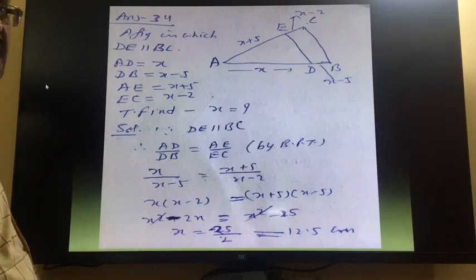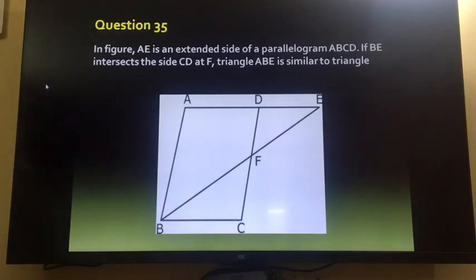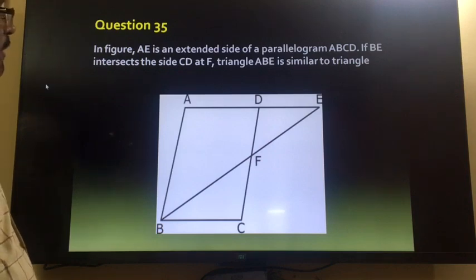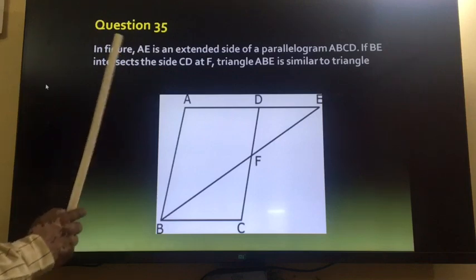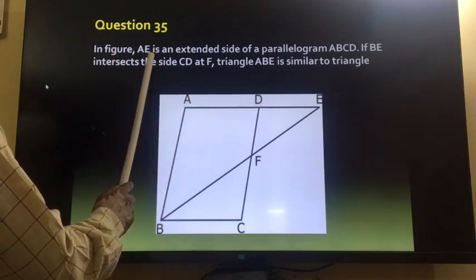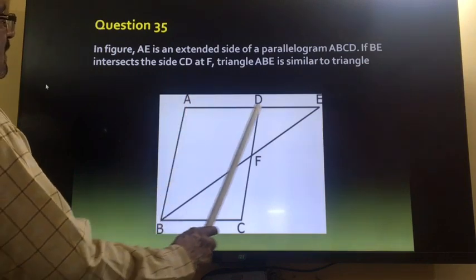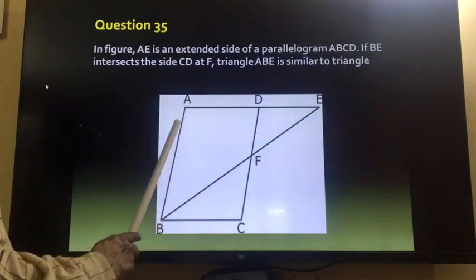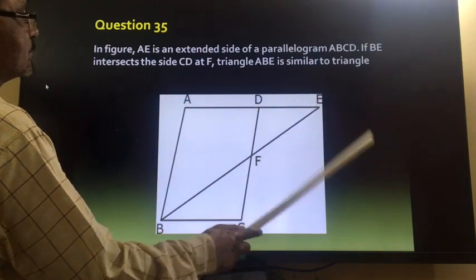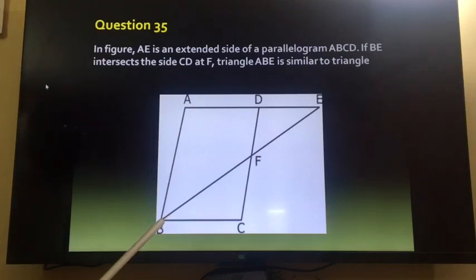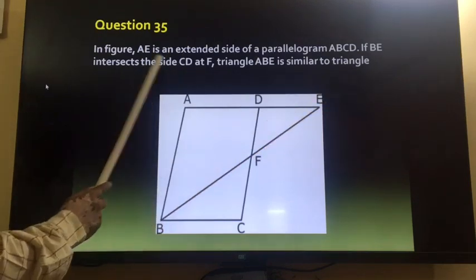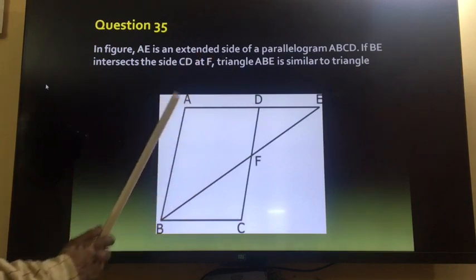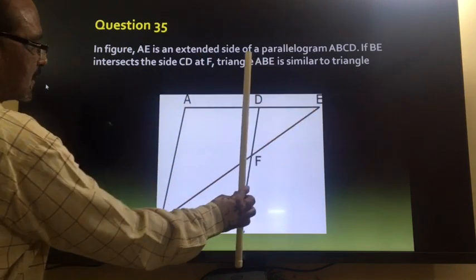So there are two questions of the same type in terms of x. Now question number 35. It is an important one. So please understand this question carefully. In the figure, what is given? AE is extended. This is the extended side of the parallelogram ABCD. So ABCD is a parallelogram, AD side is extended up to E. If BE line intersects CD line, so this line is intersecting this line at point F.